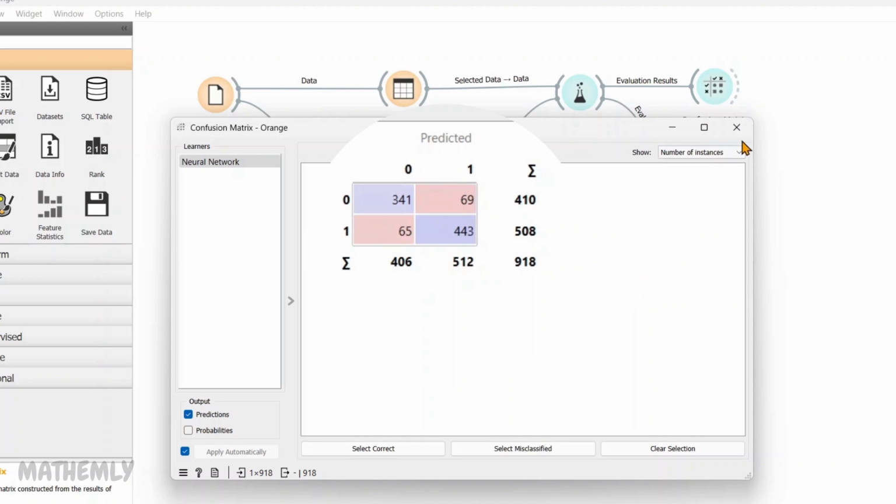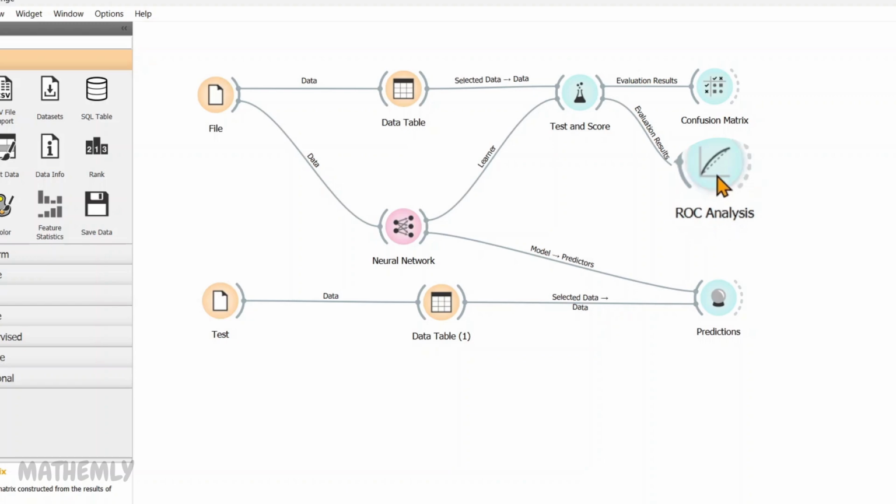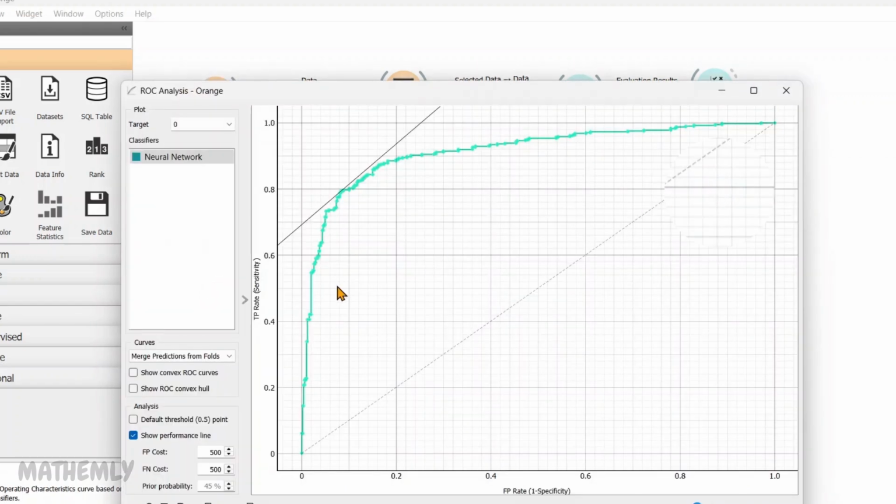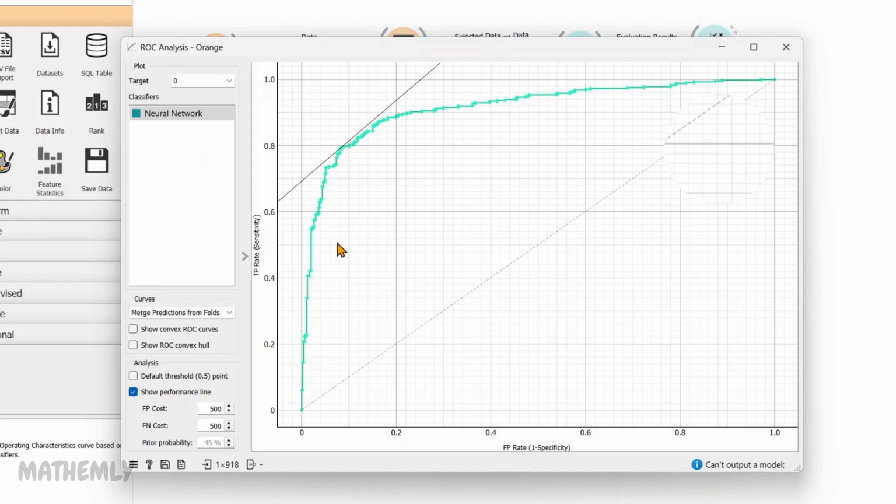Overall, this confirms the model is doing a strong job, especially considering how close correct predictions are to the total numbers in each class. Then we use the ROC analysis widget to evaluate the model's performance in terms of classification thresholds. The ROC curve shows the trade-off between the true positive rate (sensitivity) and the false positive rate (1 minus specificity). A model with perfect performance would reach the top left corner of the graph. Here, our neural network model performs quite well as the curve rises sharply towards the top left. The area under the curve is approximately 0.914, which indicates a high ability of the model to distinguish between two classes, whether someone has heart disease or not.